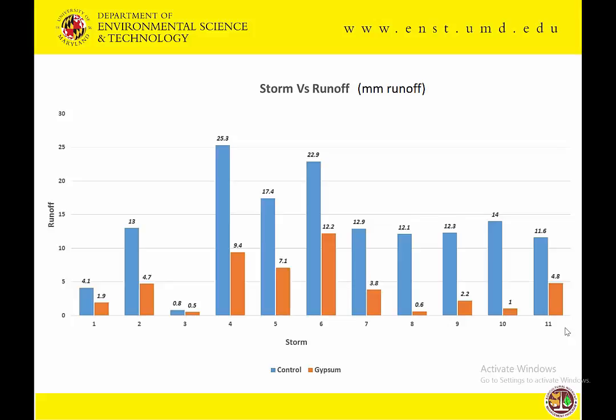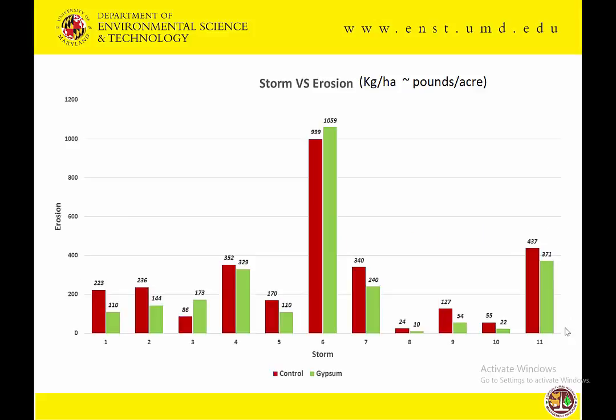Does this effect carry through to erosion? Now, these units are kilograms per hectare, which is approximately pounds per acre. And here we're looking again. Orange is control, green is gypsum. And you can see that the gypsum, in many, many cases, not this one, but in many cases, reduces the soil loss considerably. It was not effective in this very, very bad storm.